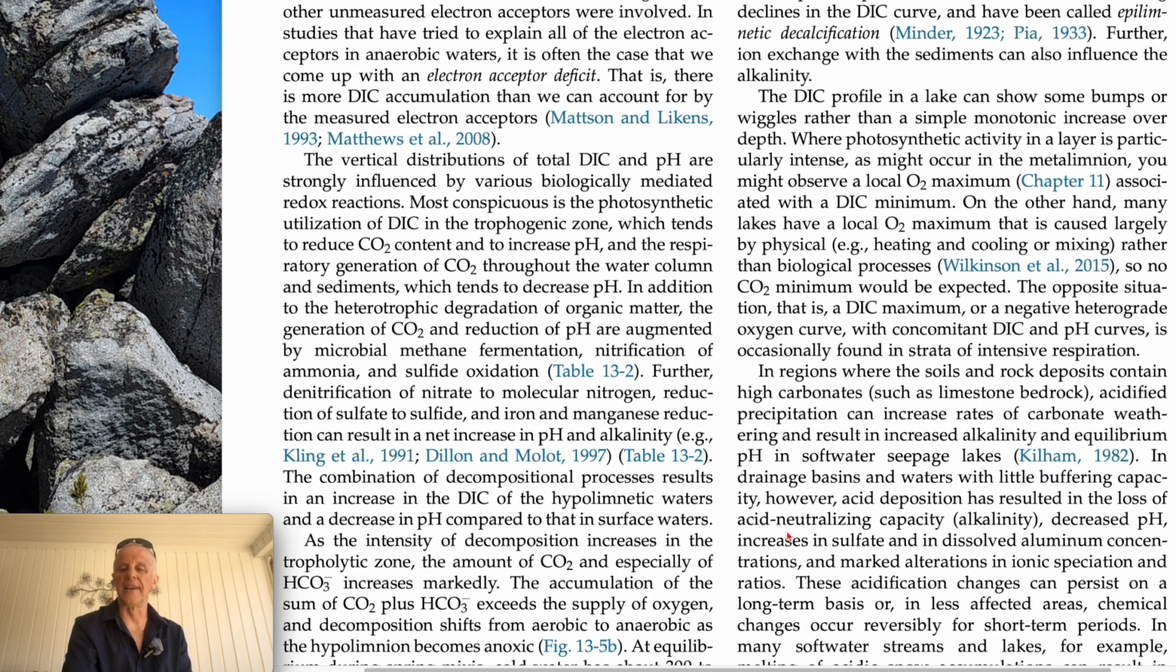The DIC profile in a lake can show some bumps or wiggles rather than a simple monotonic increase over depth. Where photosynthetic activity in a layer is particularly intense, as might occur in the metalimnion, you might observe a local oxygen maximum associated with a DIC minimum. On the other hand, many lakes have a local oxygen maximum that is caused largely by physical processes, for example heating and cooling or mixing, rather than biological processes, so no CO2 minimum would be expected. The opposite situation, that is a DIC maximum or a negative heterograde oxygen curve with concomitant DIC and pH curves, is occasionally found in strata of intensive respiration.